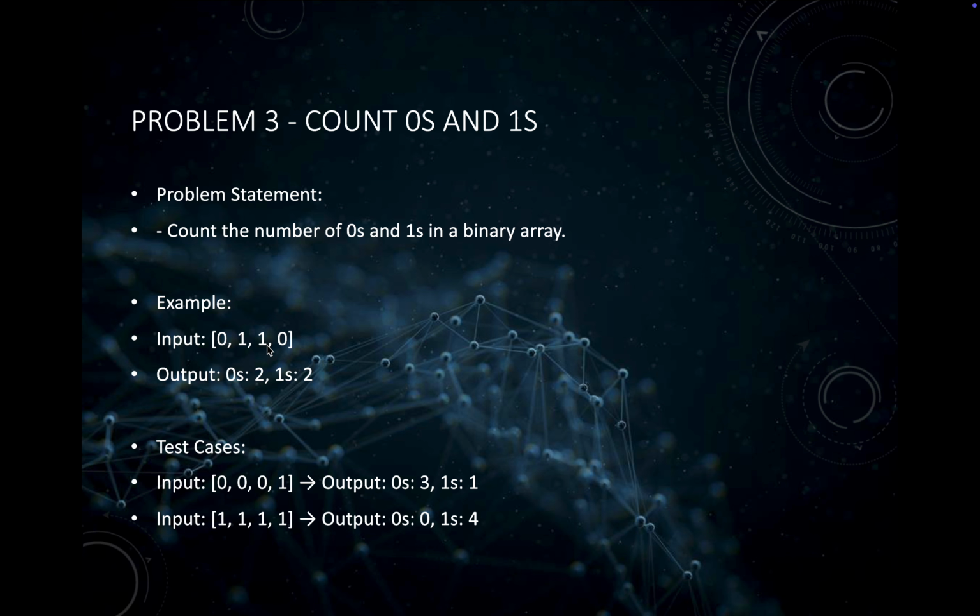Means only ones and zeros are present in that array, nothing else will be stored. Got it? So you have to find out how many zeros and how many ones. Here in this case, 2 zeros and 2 ones. So the number of zeros is 2 and the number of ones is also 2. In this case there are 3 zeros and 1 one. And in this case all elements are 0 and the size is 4.